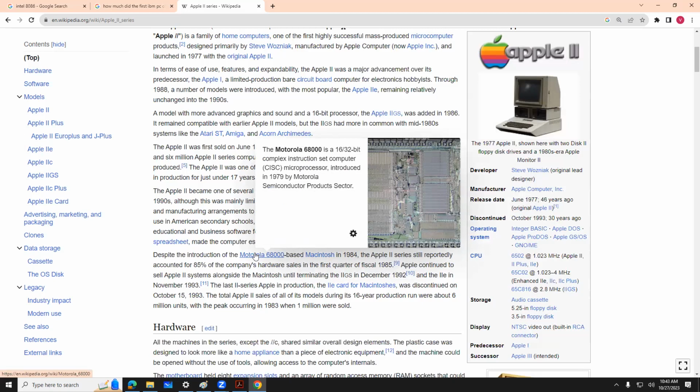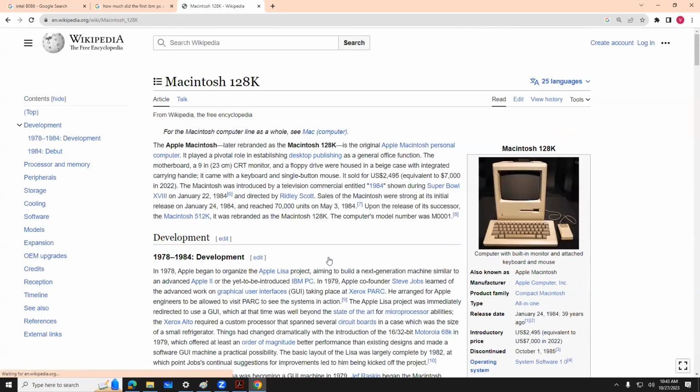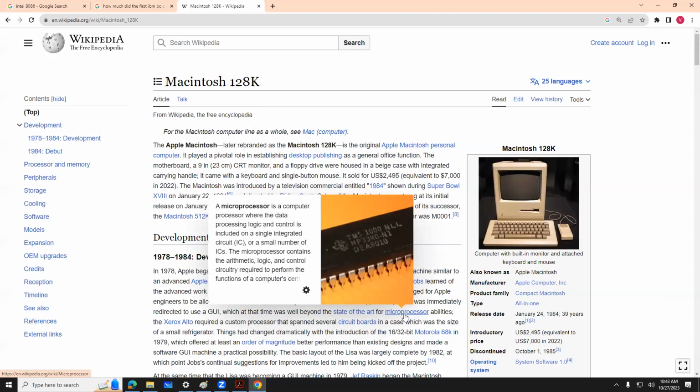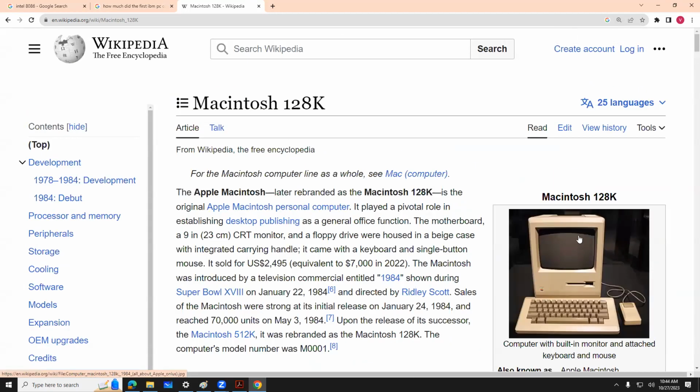Motorola, has anyone ever heard of Motorola? Yeah. Motorola was one of the companies that decided they were going to support a new kind of chip for a new kind of computer. And the computer had 128K, which is actually less than the IBM PC, right? That could have up to 256K. But what was unique about it is this computer right here was the first of its kind to implement what we call a graphical user interface, a GUI.